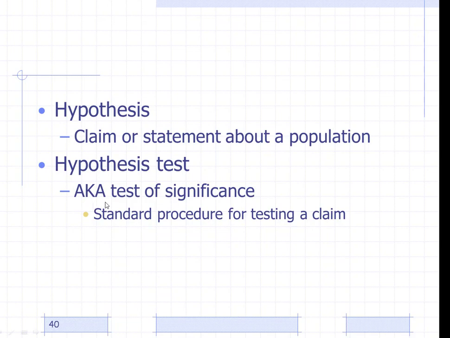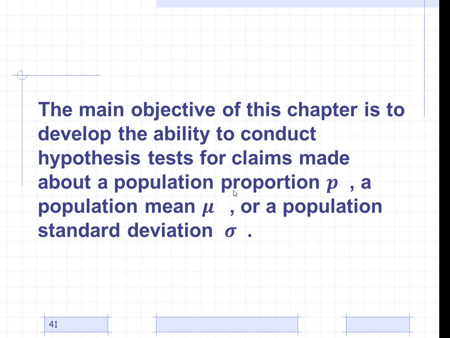This is also known as a test of significance, and we have a standard procedure for testing that claim. So what we're going to do is start with a population proportion. We're also going to talk about a population mean in the next section, and then in the last part of this unit we'll talk about standard deviation.